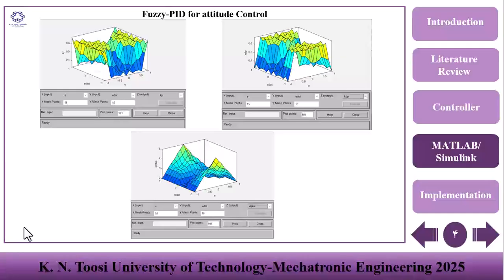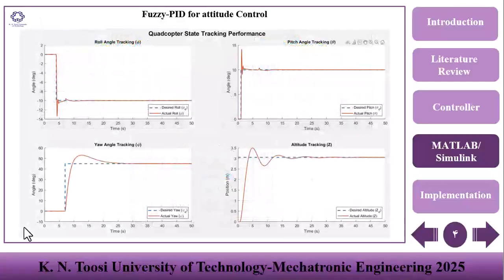These surfaces show the fuzzy rules used to adjust the control gains. They illustrate how the system responds differently depending on the error and its rate of change. And the tracking results for roll, pitch, yaw, and altitude show that the Fuzzy-PID controller provides a smooth and accurate response. Compared to the standard PID, it reduces overshoot and ensures faster convergence.